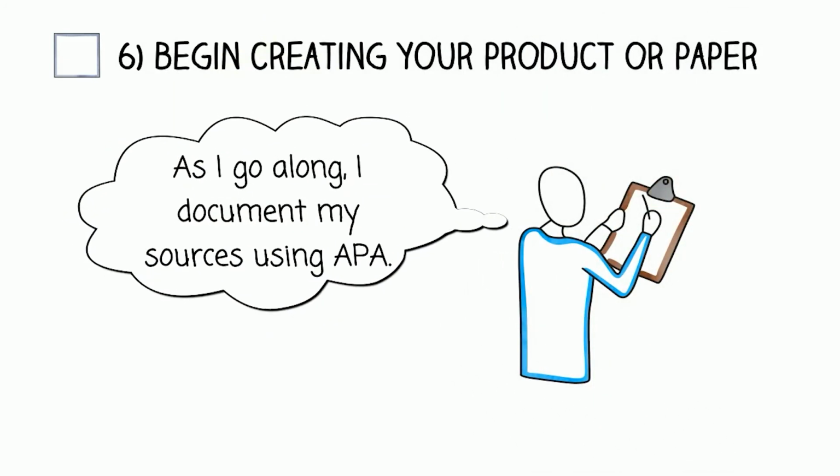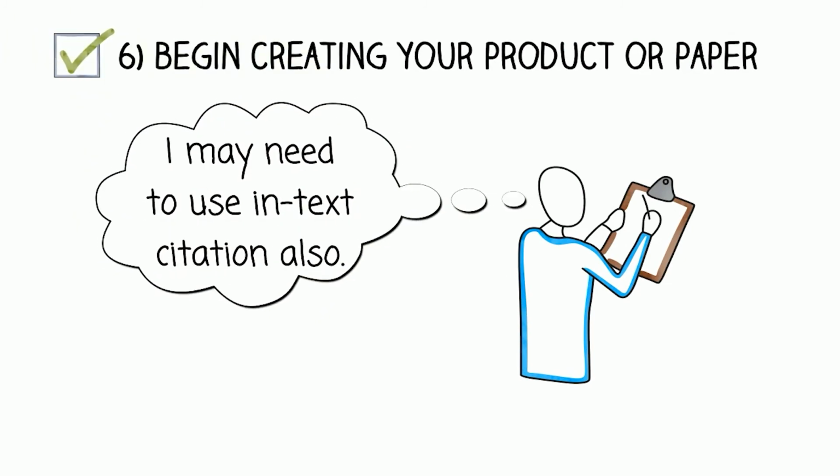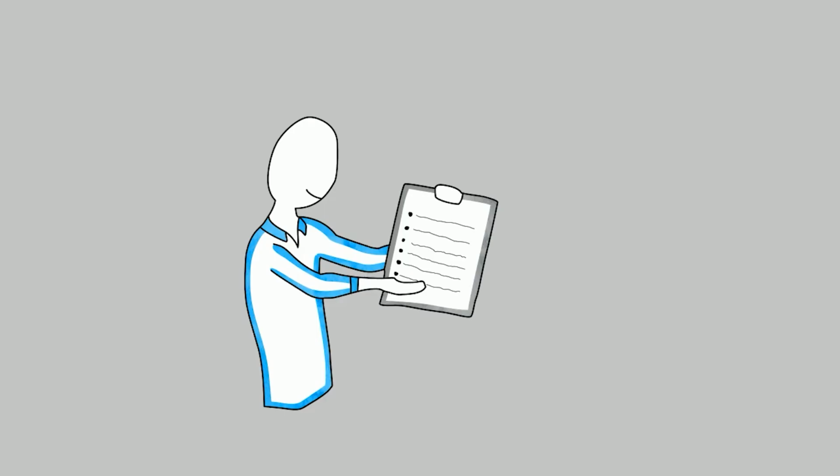Step 6 is to begin creating your product or paper. As you go along, document your sources using the citation style required by your professor, such as APA or MLA. You may need to use in-text citation for your sources in addition to creating a reference or works cited list at the end. Remember, you may need to repeat this entire checklist or repeat a specific step.